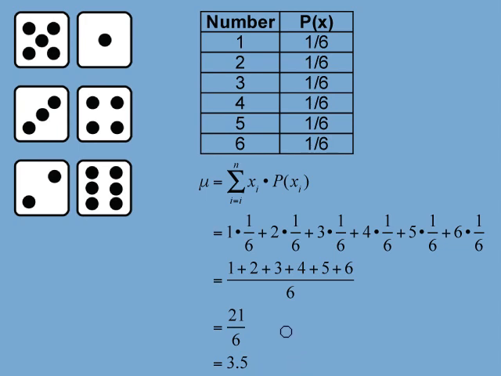Now, we know that if we roll a fair die, it will never land on 3.5. There is no square on the die that has this value. So what does this expected value mean? If you were to roll the die, say 50 times, and record the outcomes in a table, the mean of those outcomes would be close to this expected value. Let's look at another example.